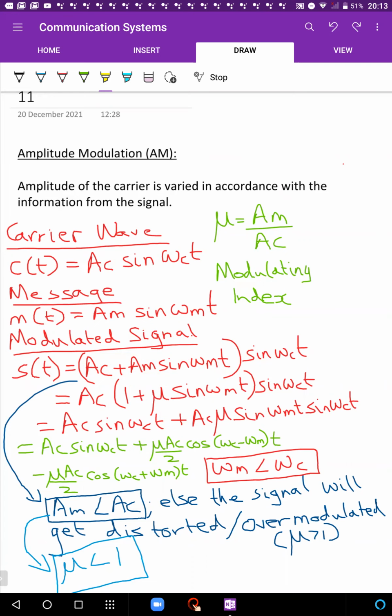If AM is greater than AC, what will happen in that case? It will get distorted. In that case, we say the signal is over modulated. So if mu is greater than 1, we say it's over modulated, and the signal in that case is going to be distorted.